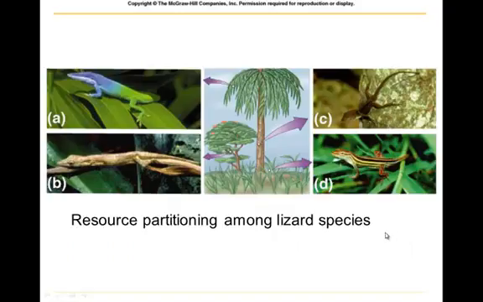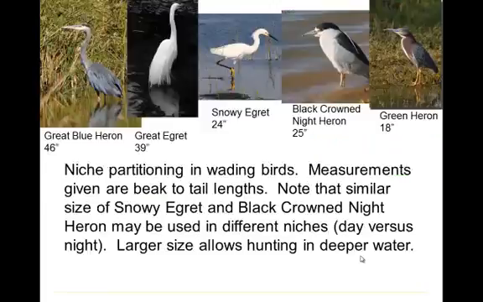Here's another example. These are 4 different species of lizards that live on a Caribbean island, and we can see that the drawing in the center shows the typical type of habitat that each of the 4 species occupies. Species A occupies the canopy of a palm tree. Species C occupies the trunk. Species D is down in the low vegetation. And species B is found in trees other than palm trees. And so it shows, again, this niche partitioning or resource partitioning among these lizards.